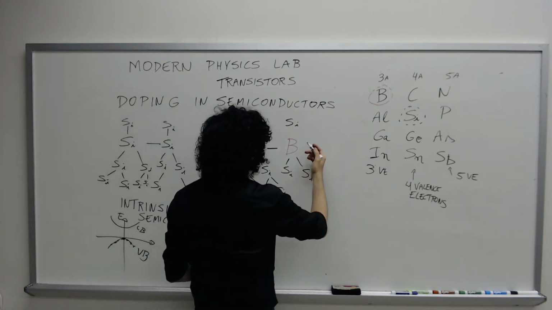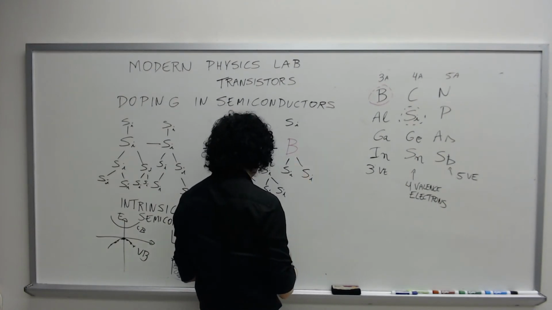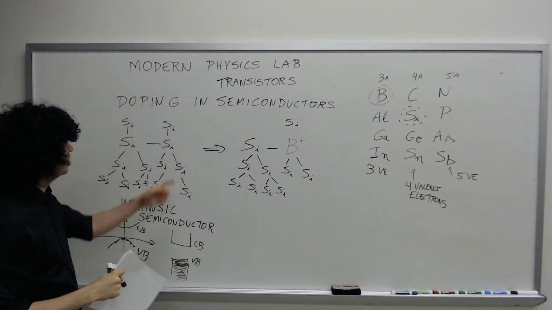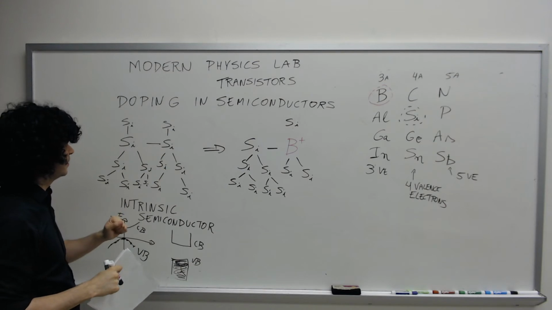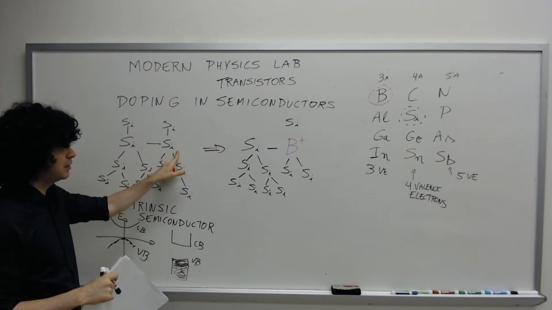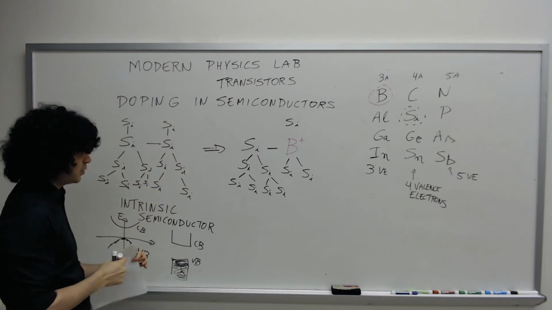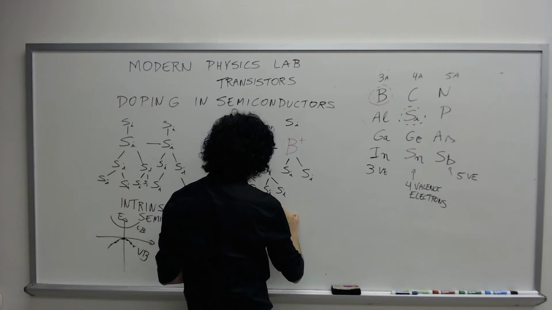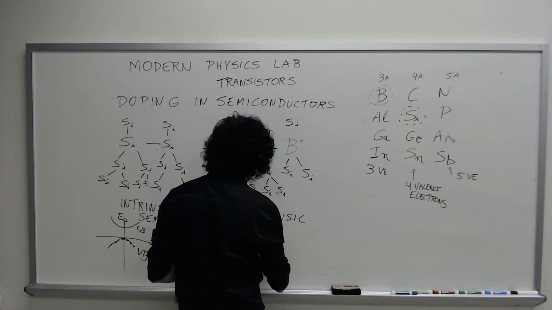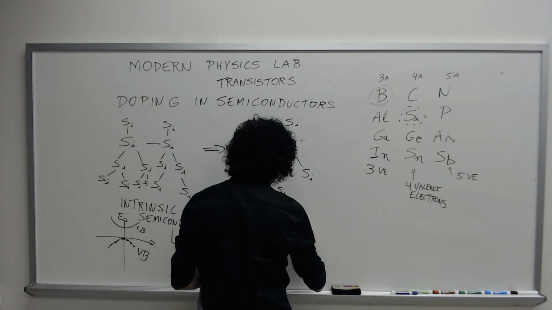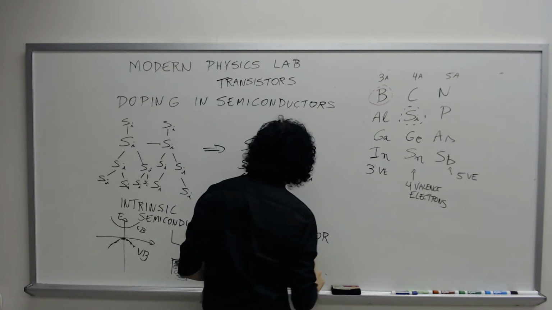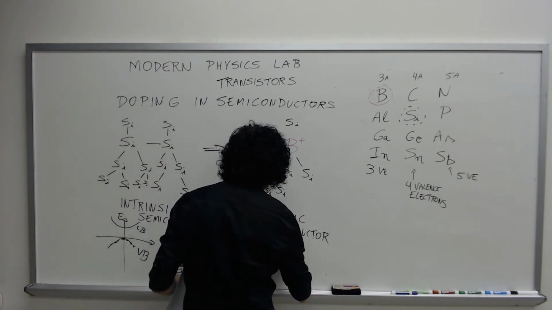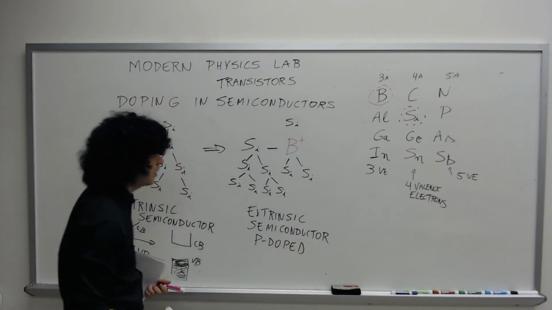The net effect is that this becomes positively charged compared to this one. So it's lacking 1 electron here compared to this one. So this is called an extrinsic semiconductor. And this is an example of a positively doped or p-doped semiconductor.